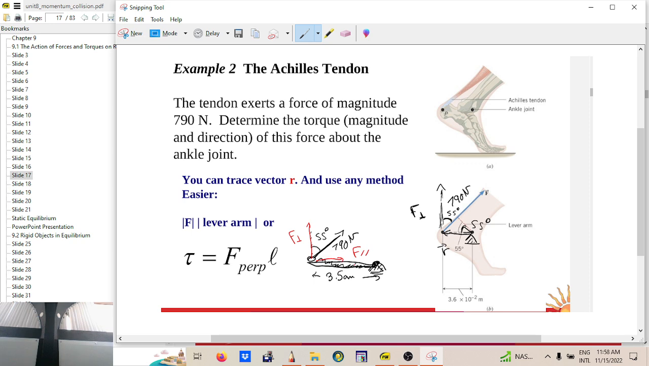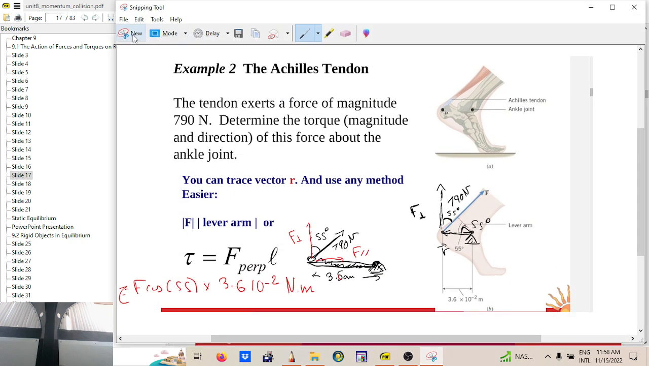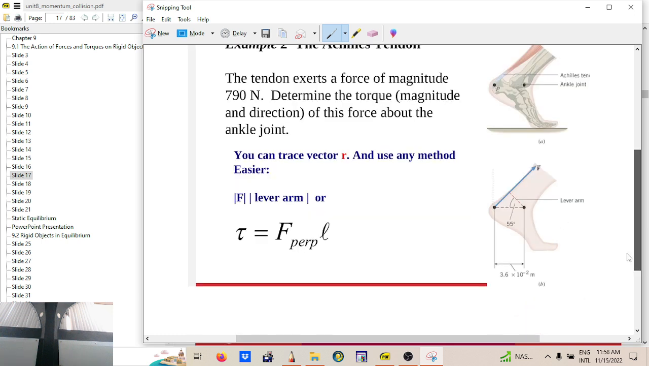Is that clear? So that will be F cosine 55 times the distance. It's a 6, it's not a 5. Yeah? Is that clear? So the best way to do it is to imagine a door. Now, the other way to do it is with the lever arm.